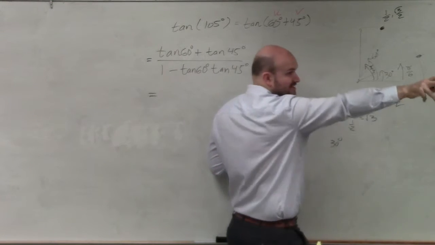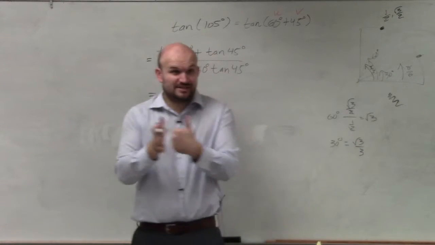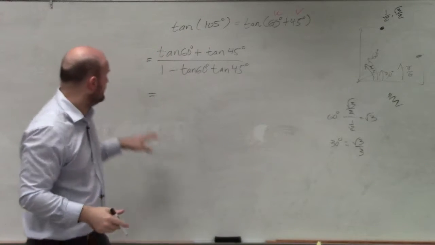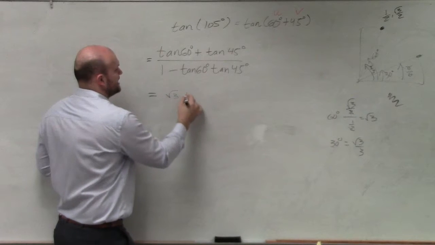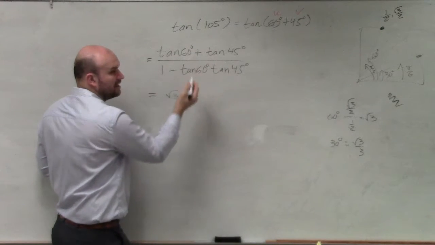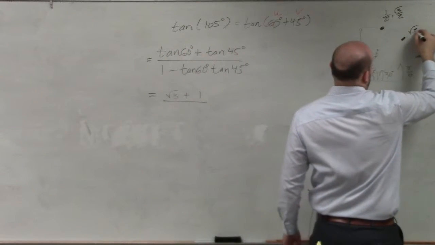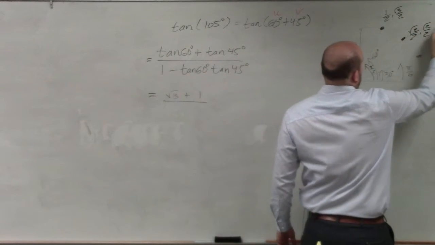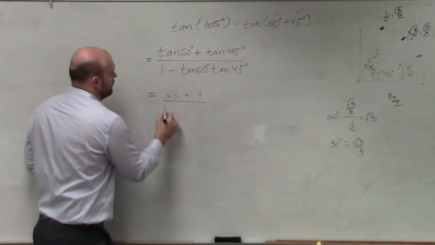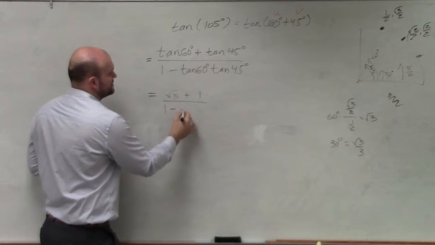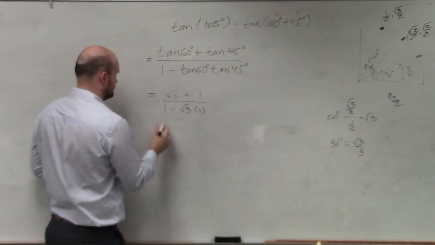That means 30 degrees, as we confirmed, is what? Square root of 3 over 3. You're going to need to know that, though. That's going to come up quite a bit. So tangent of 60 degrees is just the square root of 3. Tangent of 45 degrees is 1. You guys agree with me on that? Same thing over itself is always going to be 1. And then we have 1 minus the tangent of 60 degrees, which is square root of 3, times the tangent of 45 degrees, which again is 1.